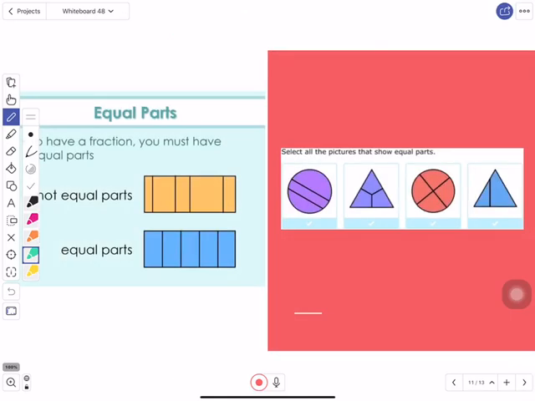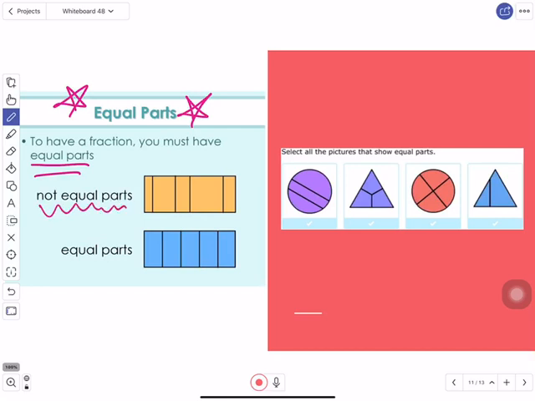All right, our final review, and this is the most important thing about fractions. They have to have equal parts. So in order to have a fraction, you have to have equal parts. This is an example showing not equal parts. You would be unhappy if this were a delicious chocolate bar and someone only gave you that tiny chunk, right? So we want to make sure that when we are looking at fractions, that they have equal parts.